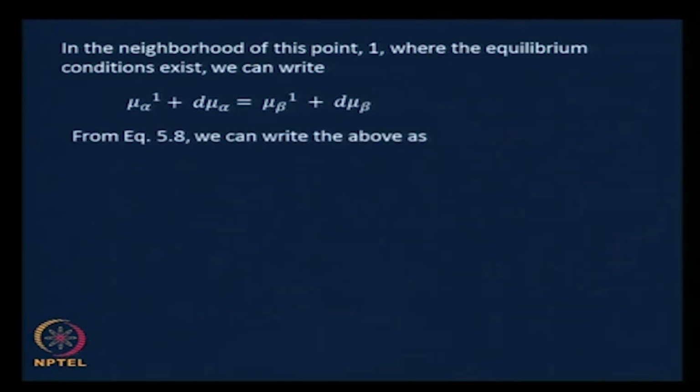Of course, from 5.8, the previous equation, we know that mu alpha 1 equals mu beta 1, therefore, they can be cancelled, and therefore, d mu alpha equals d mu beta. The differential of mu alpha equals the differential of mu beta. Let us call that equation 5.9.